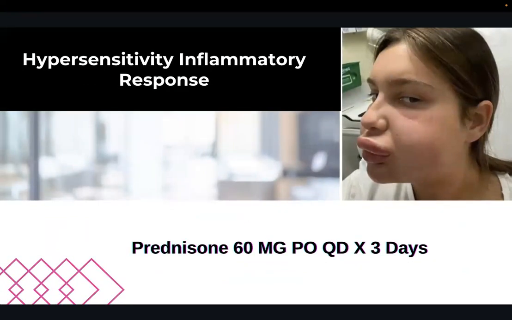For hypersensitivity, what we're going to be calling in is 60 milligrams of prednisone PO Q day times 3 days. And this will help decrease some of that swelling and discomfort the patient is having after filler.